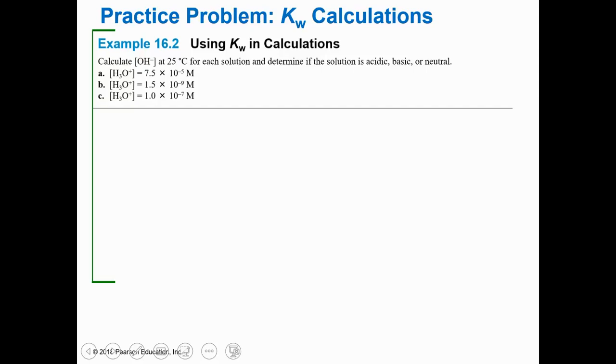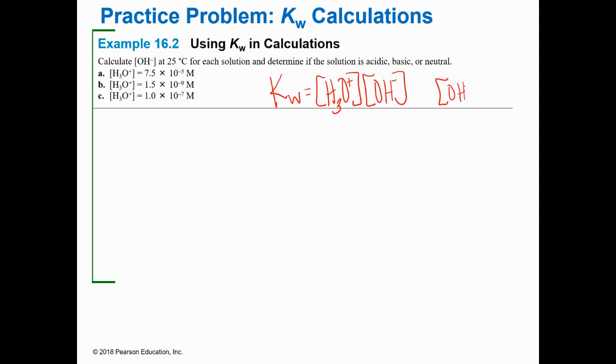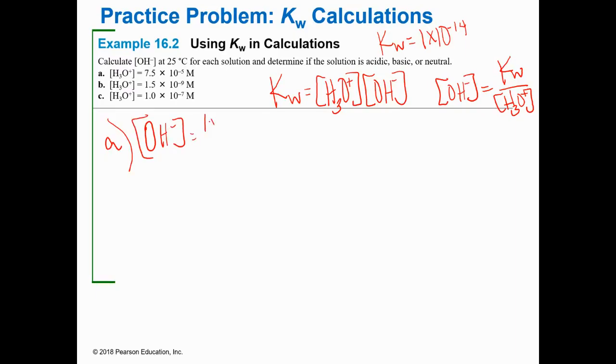Okay, so we're going to use these in calculations. Remember that Kw is equal to H3O plus times OH minus. So to get OH minus, it's Kw over hydronium. And then remember, Kw is 1 times 10 to the negative 14. So for A, we're looking at OH equal to 1 times 10 to the negative 14 divided by 7.5 times 10 to the negative 5.